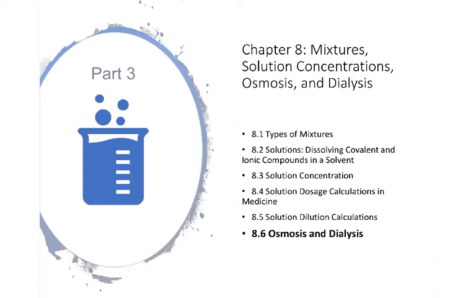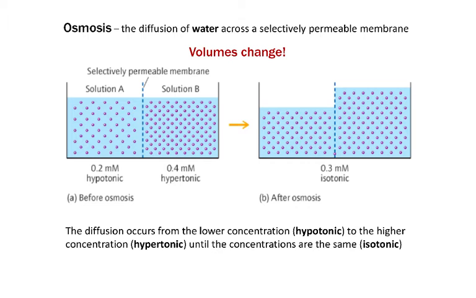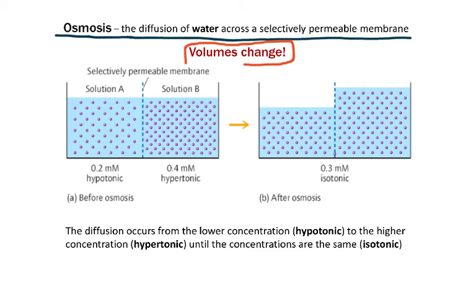All right, welcome back for part three, and let's wrap this up and talk about osmosis. Osmosis is the diffusion of water across the membrane. The big thing to notice here that's different is that the volumes will change, and we'll take a look at why that is.